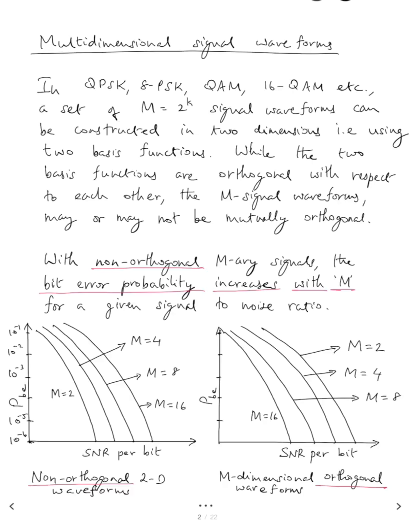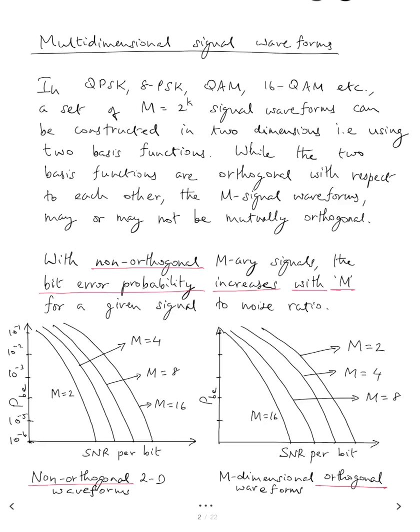Okay, so what is a multidimensional signal? Obviously, as the name suggests, multidimensional. That means the signal space representation of such signals would involve multiple basis functions, or the signals are represented as vectors or points in a multidimensional space.